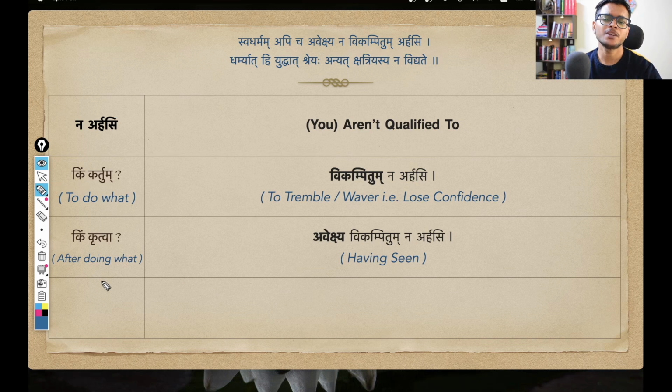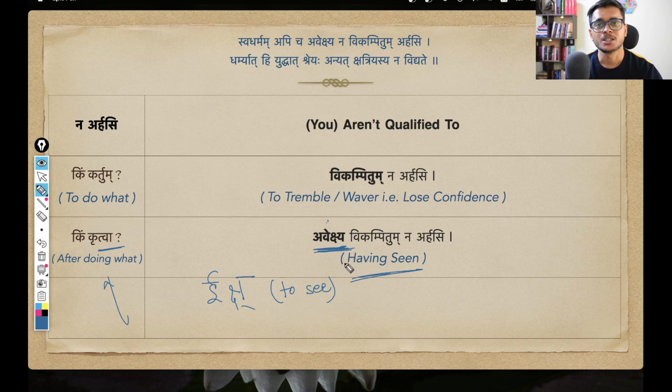And then we have Kim Kritva. That after doing what? So basically something happened before. After that, Krishna is advising Arjuna that you should not tremble, you should not fear, you should not lose confidence. So what is that happened before? And that is avekshya. Avekshya vikampitum na arhasi. And avekshya, this simply means having seen. Okay, having seen or after seeing in that sense.